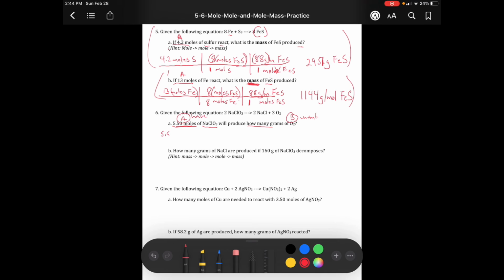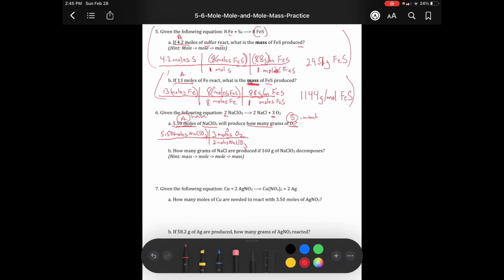So we just write down 5.50 moles of NaClO3. Boom. Draw our T-chart. Now, since we're already at moles, we just jump straight to the coefficient section. And since we have moles NaClO3 on the top, we need that on the bottom. So we have 2 moles NaClO3, and we are being asked to go to oxygen, substance B. So now we look at our mole ratio and our coefficient. That's going to be 3 moles O2.